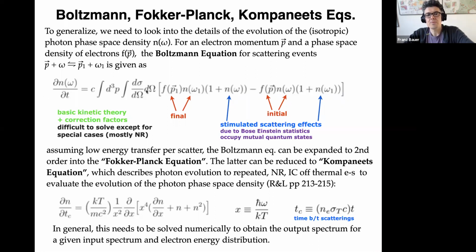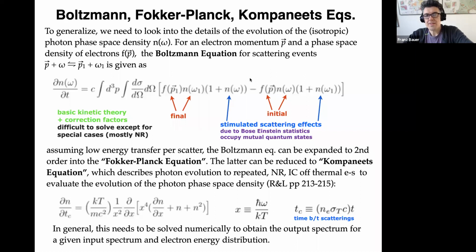is going to be related to the initial phase space density of electrons here, the initial phase space density of photons here, and then we want to see what comes out, the final product here. And so we have to integrate this over all solid angle and factor in the cross section for the scatter, and then integrate that over all phase space.